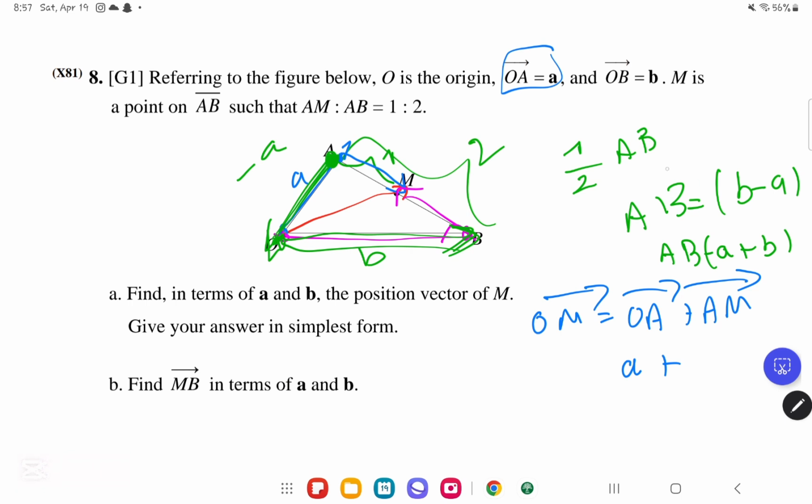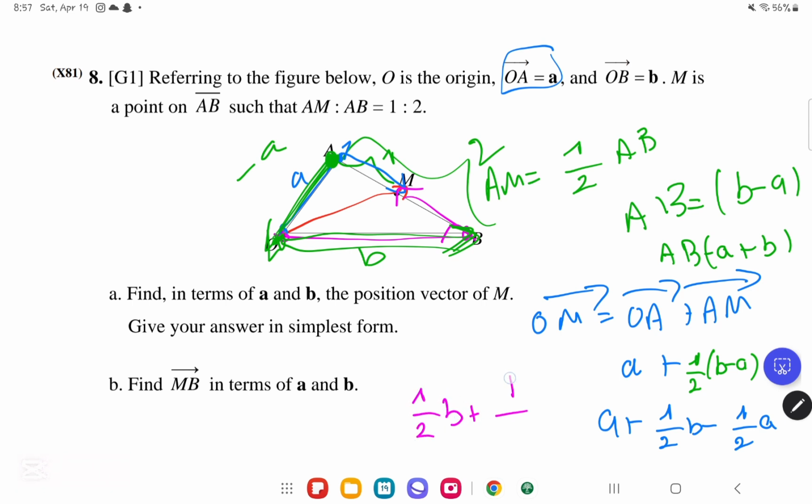So if AB is this, and we need to find AM, we know that AM is equal to half of AB. So that means AM is going to be half of B minus A. Okay, if you distribute it, it's going to be A plus 1 over 2B minus 1 over 2A. You solve it a little bit, you're going to get 1 over 2B plus 1 over 2A. Okay? You take out the common factor, it is 1 over 2 (A plus B). Very simply like that, we found the position vector of M to be 1 over 2 (A plus B).